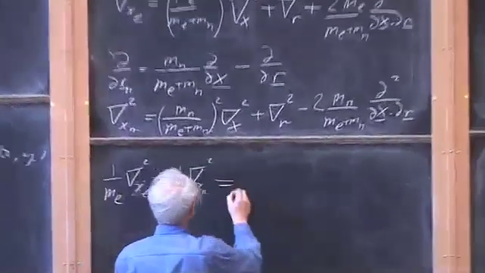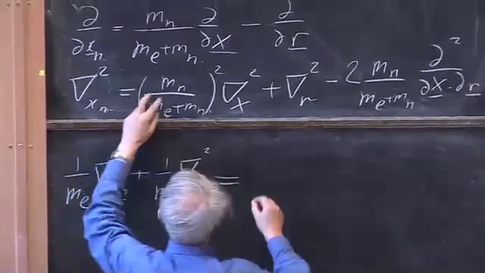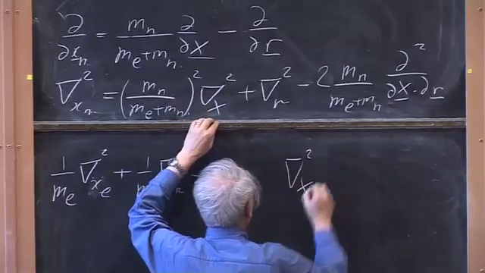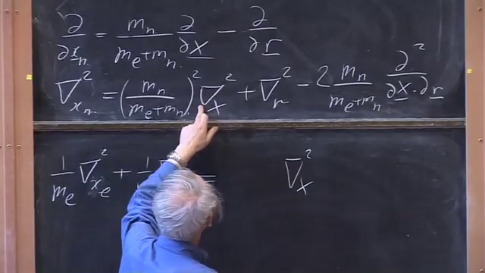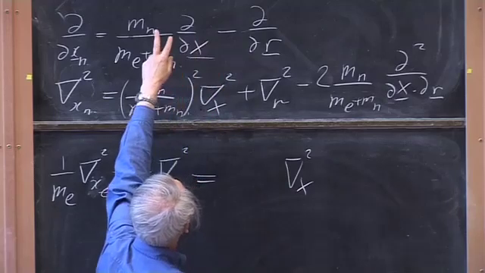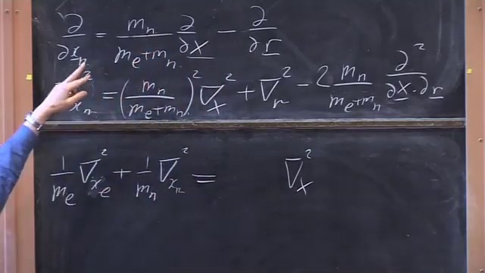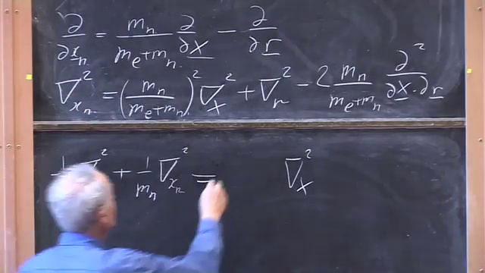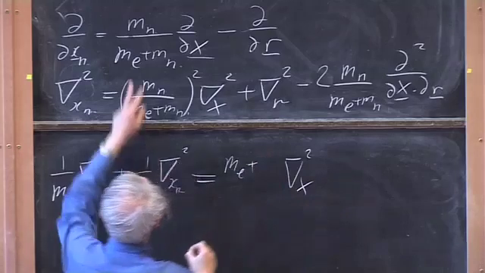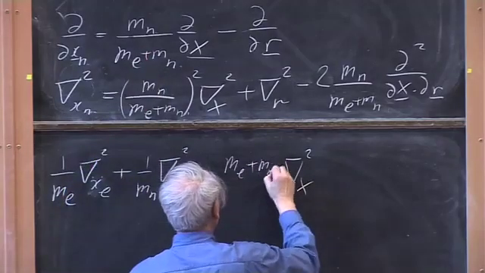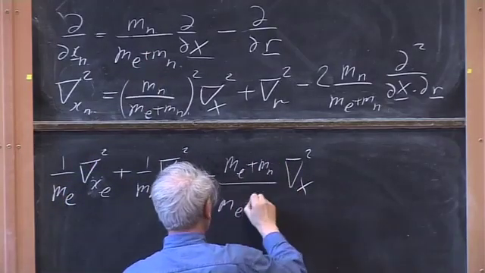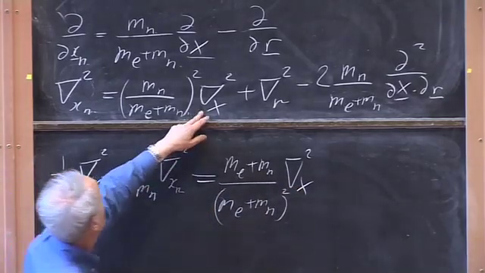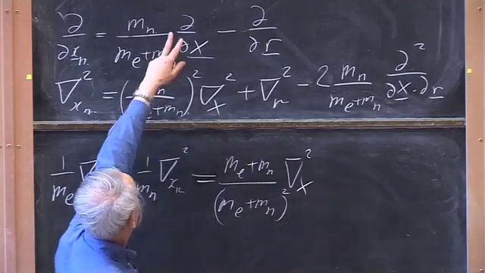And what's this equal to? This is equal to, we get del squared x twice, once from here and once from there. We used to have an me squared over me plus mn squared, but we divided through by me, so we have an me. And then similarly from here we have an mn over me plus mn squared. That's the result of adding this with this weight to that.